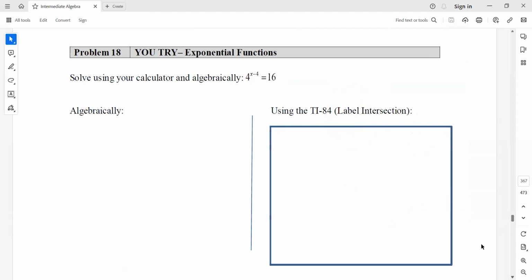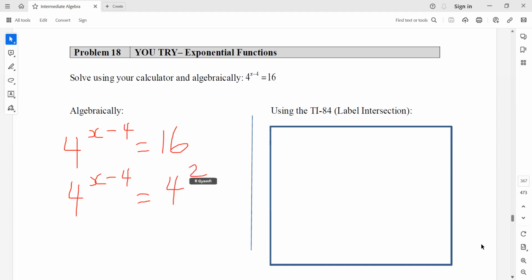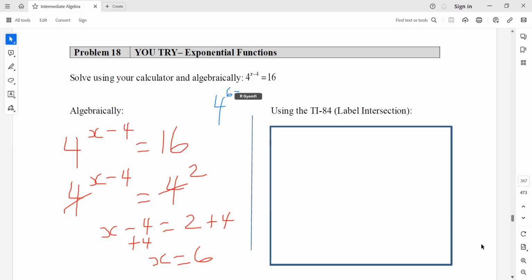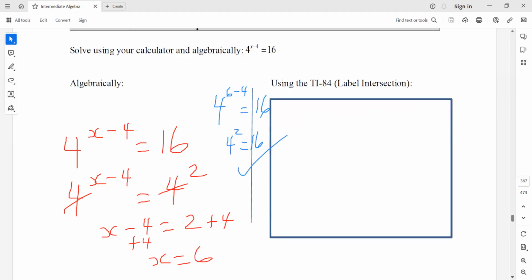Now, same idea with this one. You have 4 to the power x minus 4 equals 16. I know that 16 is 4 squared, so I do the same thing. So x minus 4 equals 2, plus 4 and plus 4, x equals 6. I want to check to make sure. So if I check, 4 to the power 6 minus 4 is 4 squared, which equals 16. Wow, that is correct.